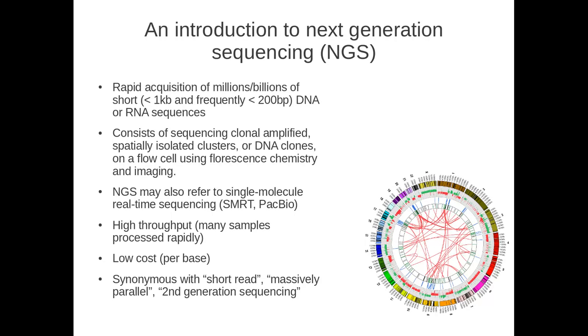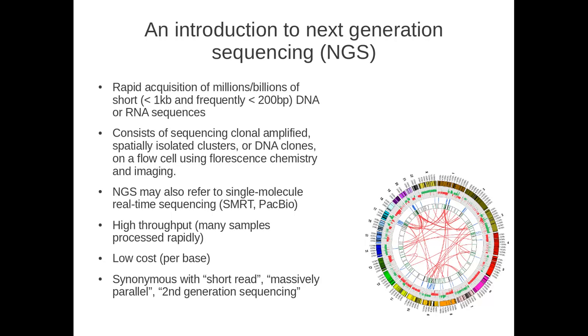We'll talk about that more in detail, but in brief, we chop the genome of interest up into small pieces. We attach adapters to the ends of these small pieces. Those adapters then go on what we call a flow cell, which is more or less like a glass slide where they bond, and then we do fluorescence chemistry and imaging on all of these tiny clusters of DNA that grow during the course of the sequencing run.